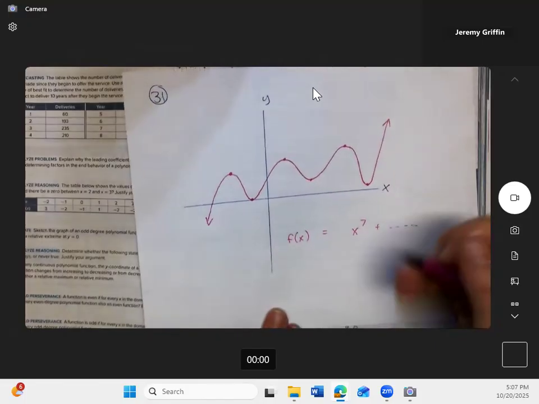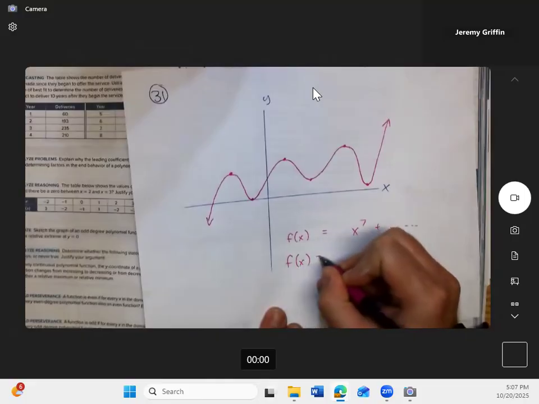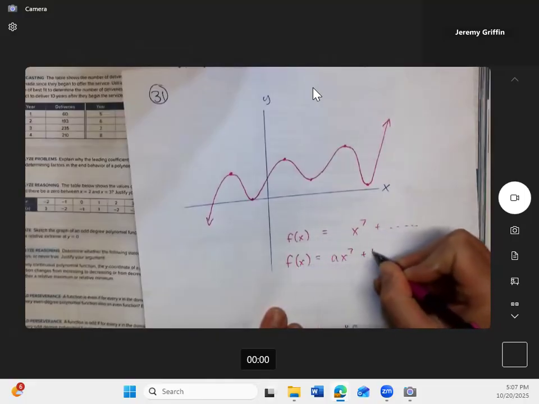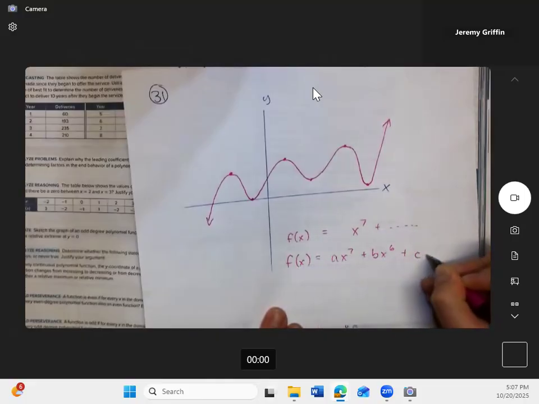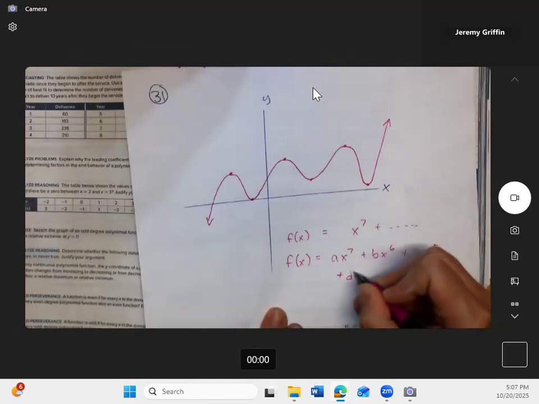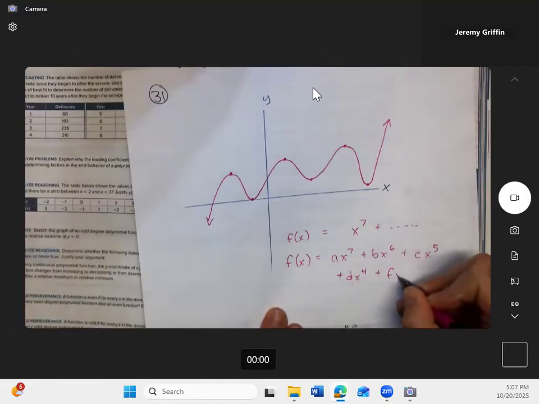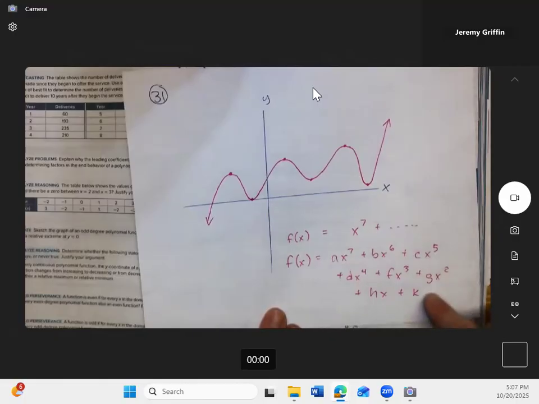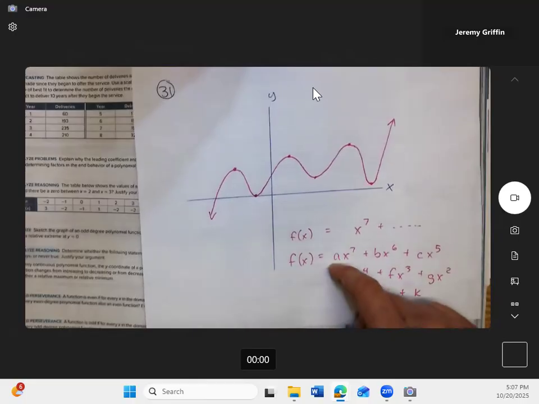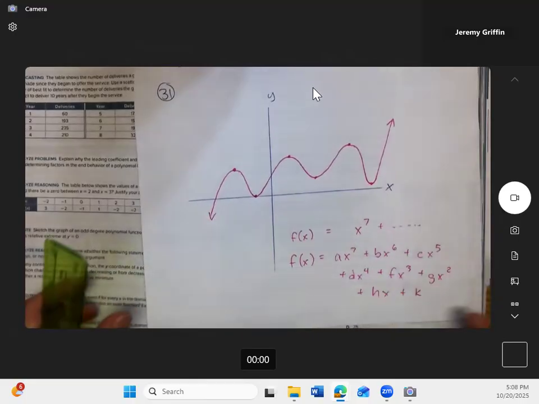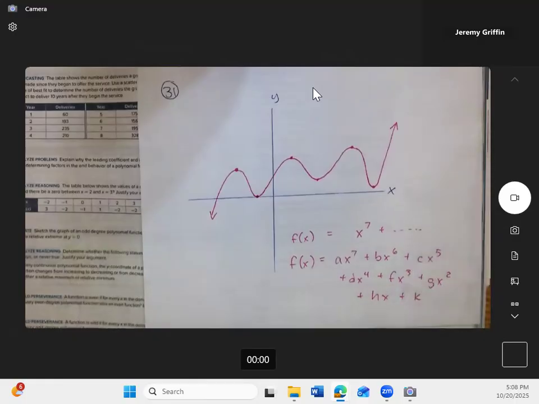The next is x to the 6, x to the 5. So here, a little more specifically, you might get f of x equals a x to the 7 plus b x to the 6 plus c x to the 5 plus d x to the 4 plus f x to the 3 plus g x to the 2 plus h x plus, how about k? Yeah, right. Where a, b, c, d all the way to k could represent numerical values. Right? And I know a would be positive because I want it to go down on the left and up on the right forever. So there you go. Okay. Graphing polynomials.